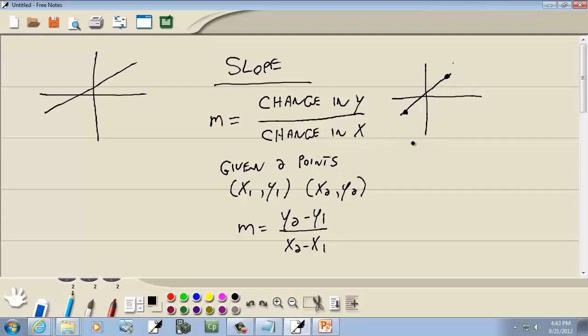If it's going up like that, then m is positive. It's increasing from left to right. If I were to connect 2 points, and it goes like that, then m is negative. It's decreasing.